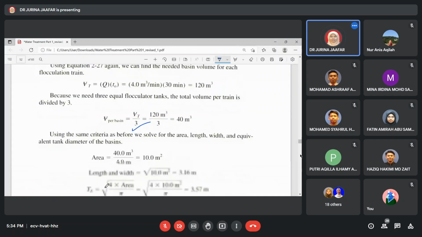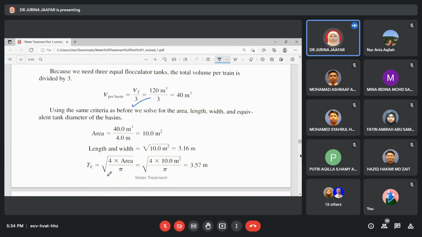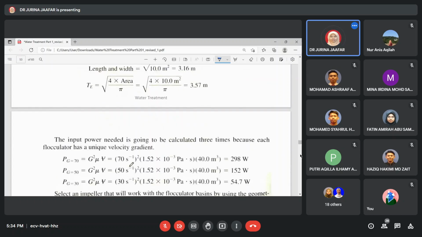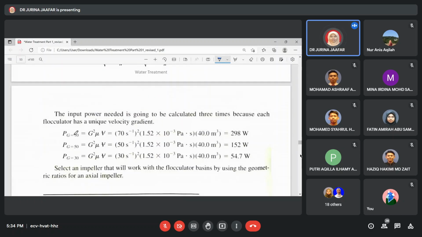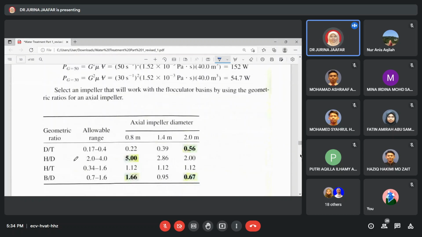And then it is the same method that we solve, and we will find the equivalent tank diameter of the basin, right? So this is with the power, the creation of the power. And also the axial impeller diameter. We will look into this calculation. Look at the most suitable one. And then from here we choose 1.4 meter, right? Okay.